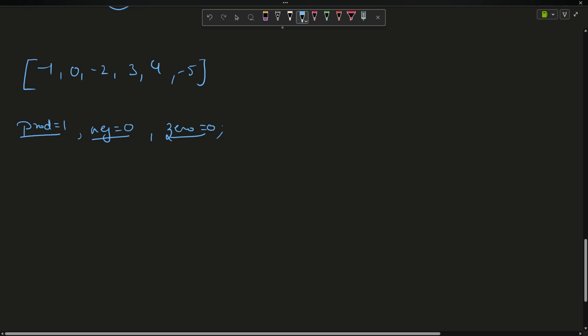Now what will I do? Let's say this is the index 0, 1, 2, 3, 4, 5. I will move a loop. So for i going from 0 up till 5, or n minus 1, you can say, what will I do?